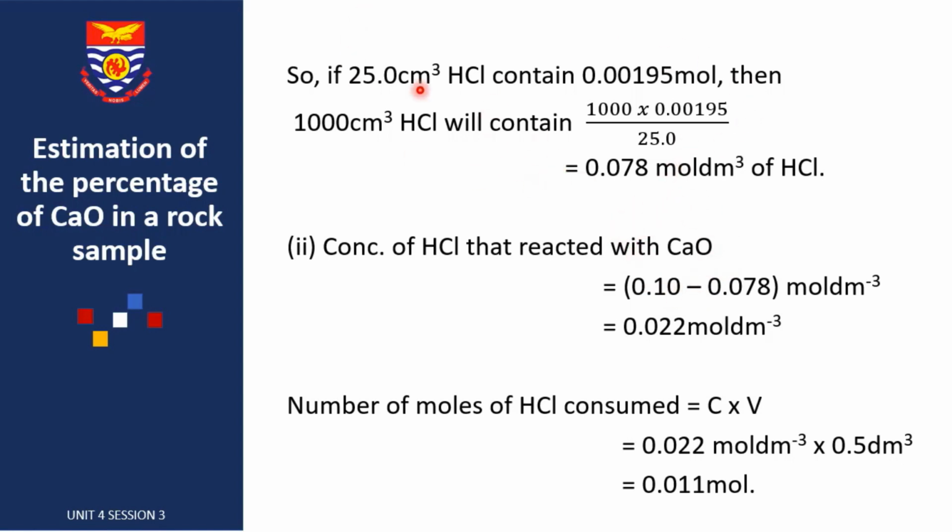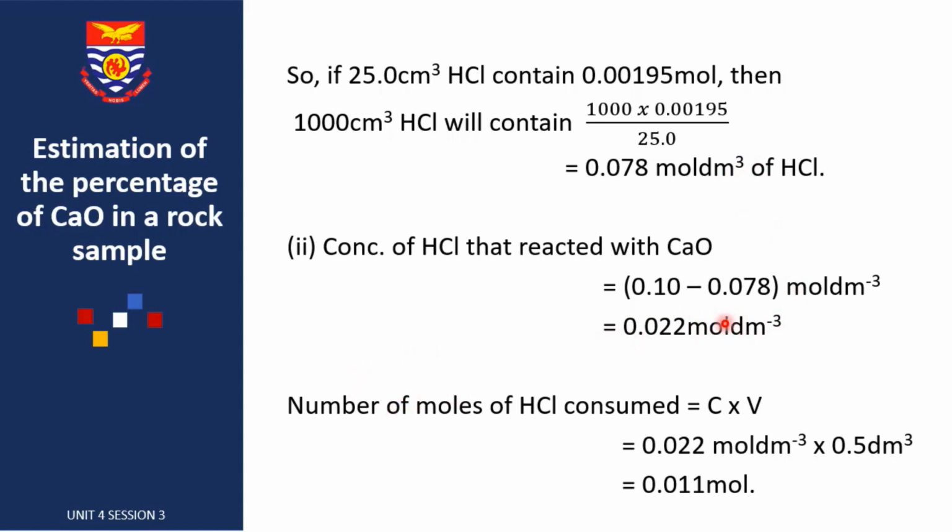Here once again, we can still use the relation C is equal to N over V. We know the N here, we know the V here. We just have to convert this one into dm cubed, and it gives us the same answer. So let's proceed. This concentration here is the concentration consumed. We have to convert this one into moles. That was the question, to find the moles. So we have this concentration, and we have a volume of 500 cubic centimeters. That was the volume of the acid.